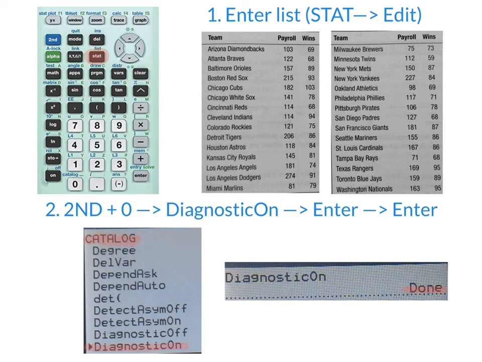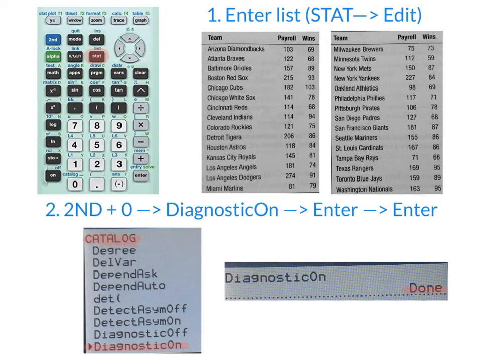So let's say I want to use that data on those 30 MLB teams in 2016 and their payroll in millions and their wins over that season. So first thing you want to do is enter that list, right? You go to stat, you go to edit, you type in those numbers, you double check them, right, that they're correct. And then the second thing you're going to want to do, and you can do this at any point, but you could do it before you enter the list or not.